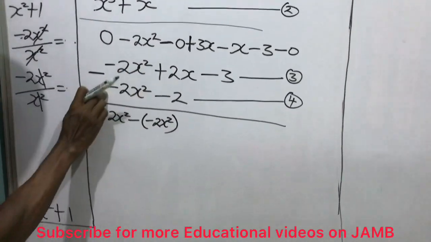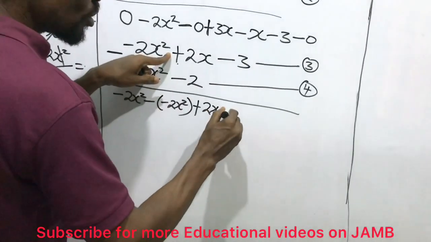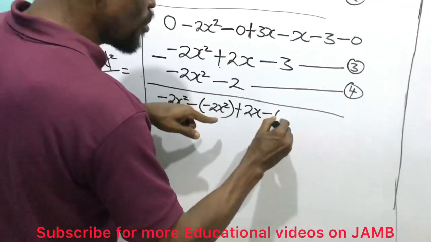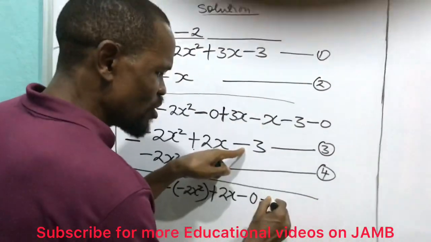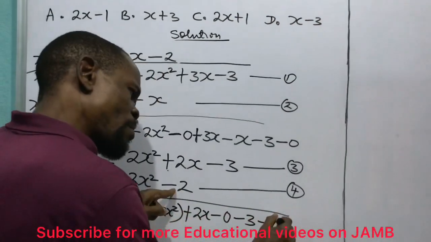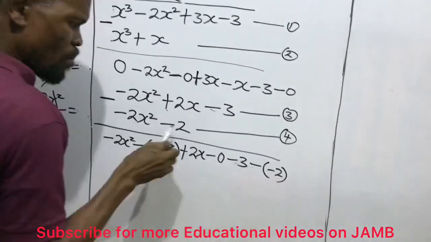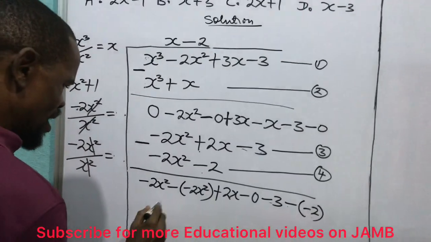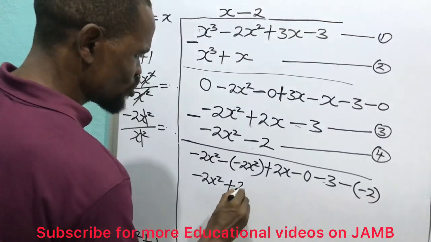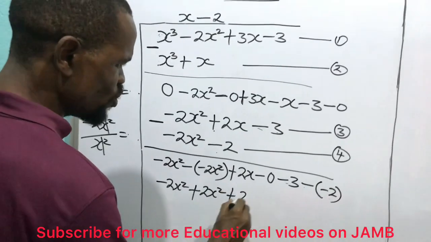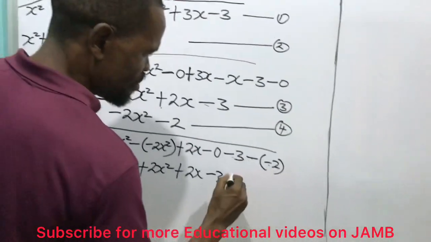Minus 2x minus 2x plus, look at the plus here, plus 2x minus, did I have anything x there? No, minus 0. No x, anything x in equation 4. Then what again did I have now? Minus 3 minus 2. Are you getting what I'm saying now? What do I have here? Minus 3 minus 2. Then what am I going to have? I will have minus 2x squared plus, minus times minus will give me plus 2x squared, plus 2x minus 0 will give me 2x, minus 3. This times this will give me plus 2.